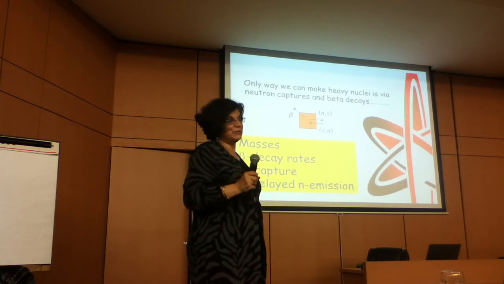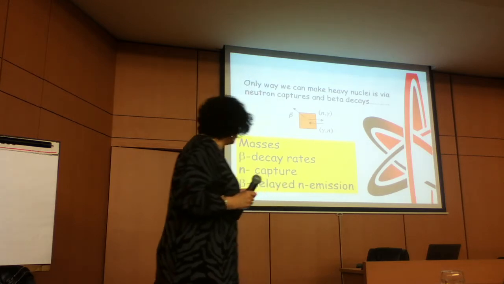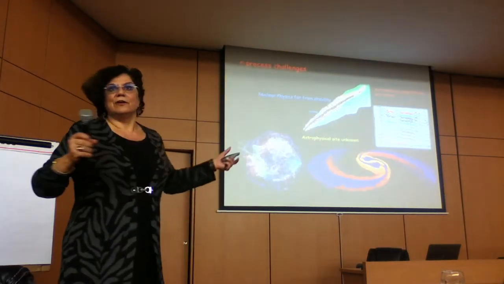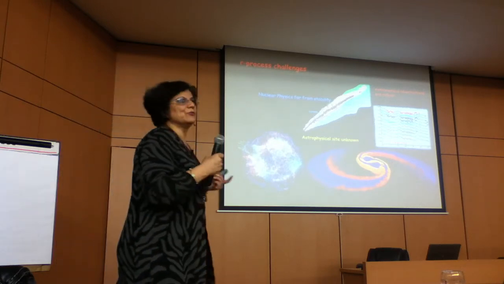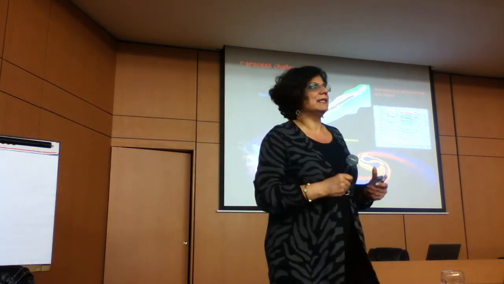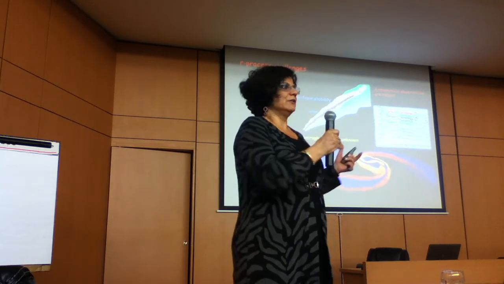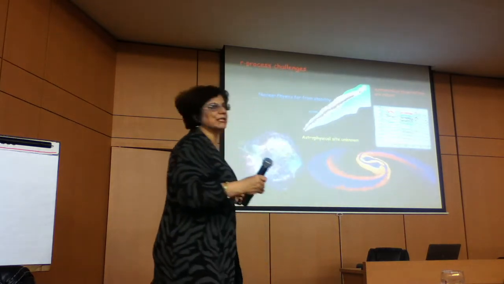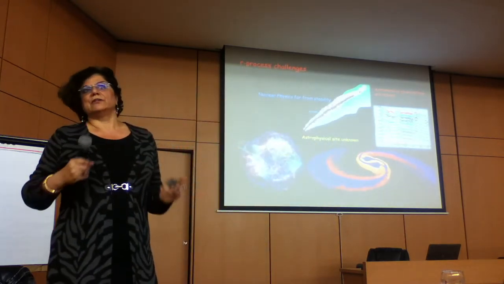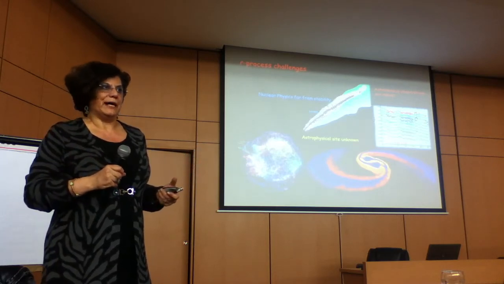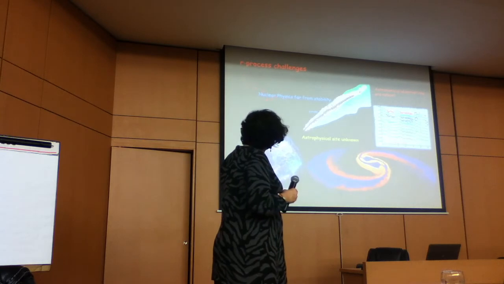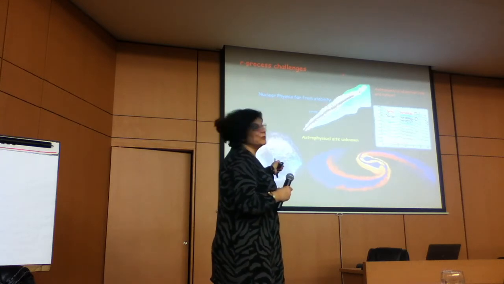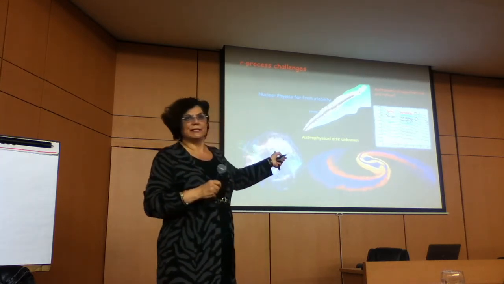In principle, we do, but what we don't know is what happens. Beta decay rates vary and neutron capture rates vary depending on whether we're at a closed shell or away from a closed shell, and whether the nucleus is deformed or spherical. So all of those have a huge impact. So what are the unknowns? The unknowns from nuclear physics are the properties of these nuclei.